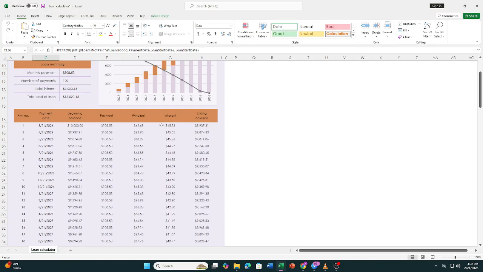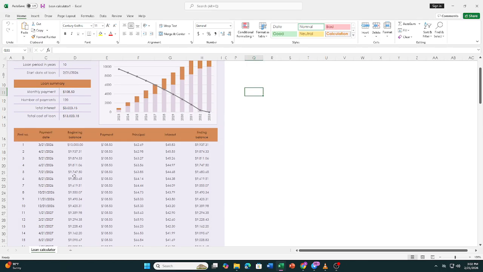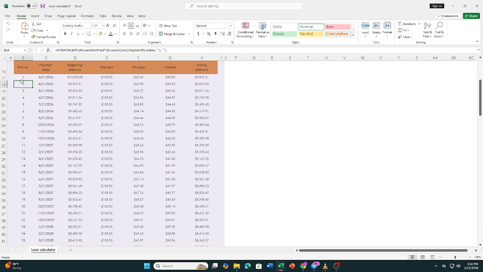Next, subtract the original loan amount from the total payment to calculate total interest. This reveals how much the loan actually costs you. Finally, make your calculator user-friendly. Bold the labels, add borders, and maybe apply a soft fill color to the input cells. Small design touches make a big difference.